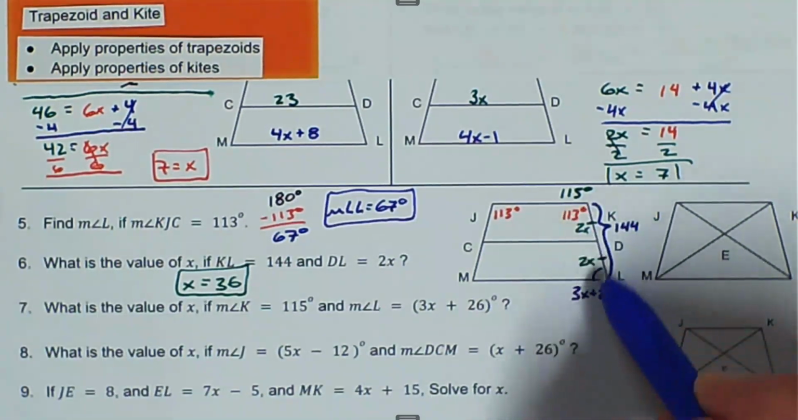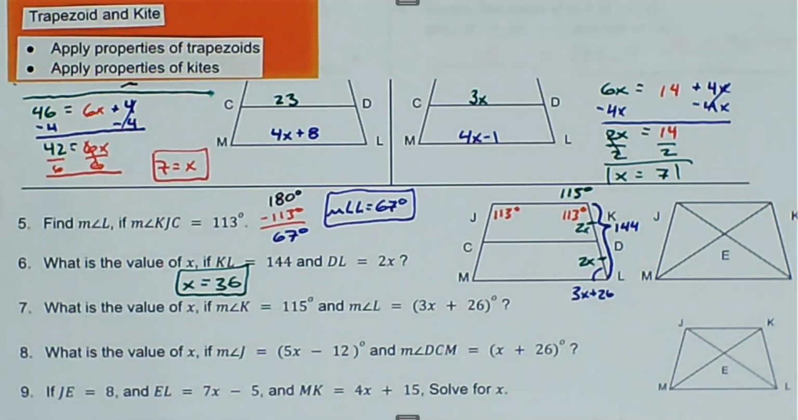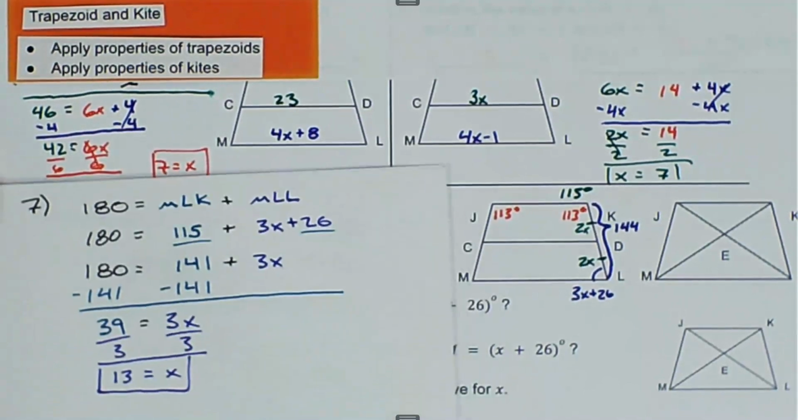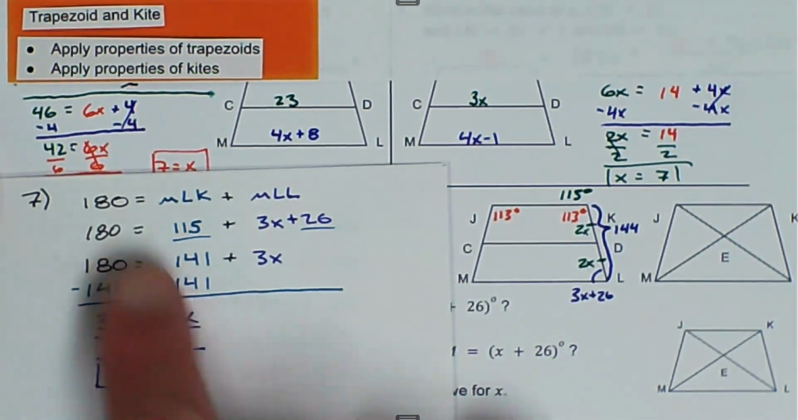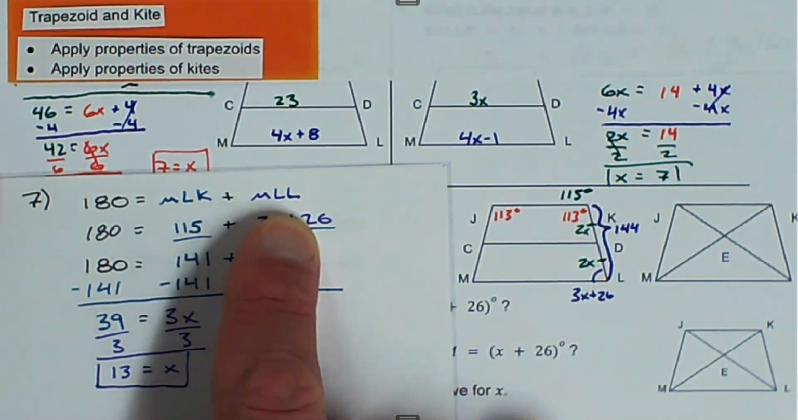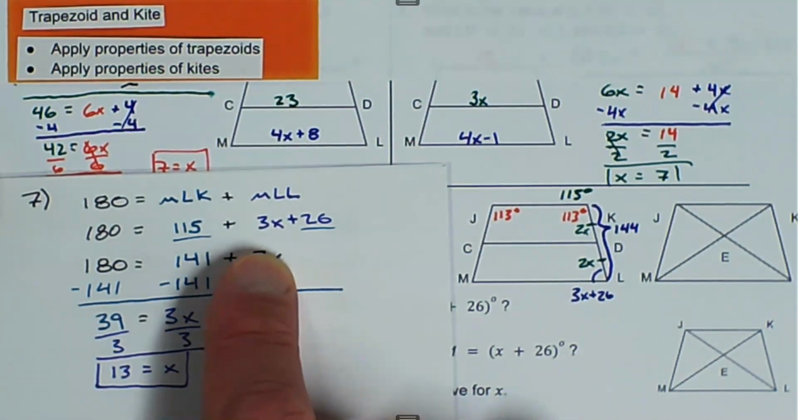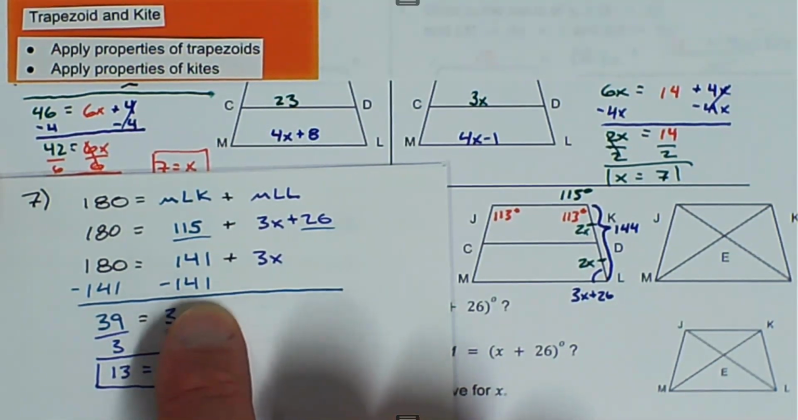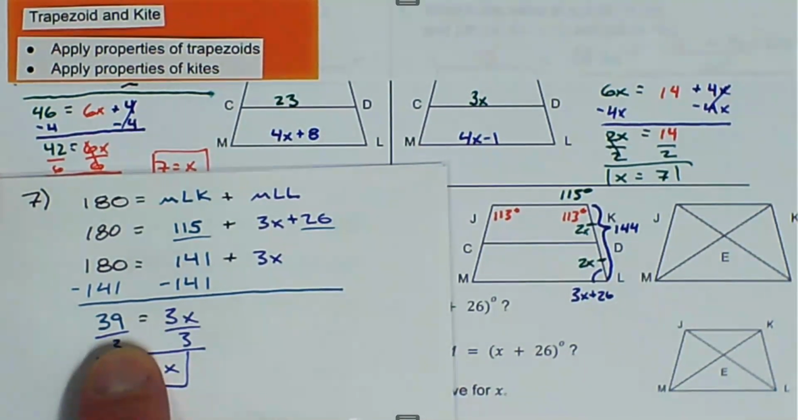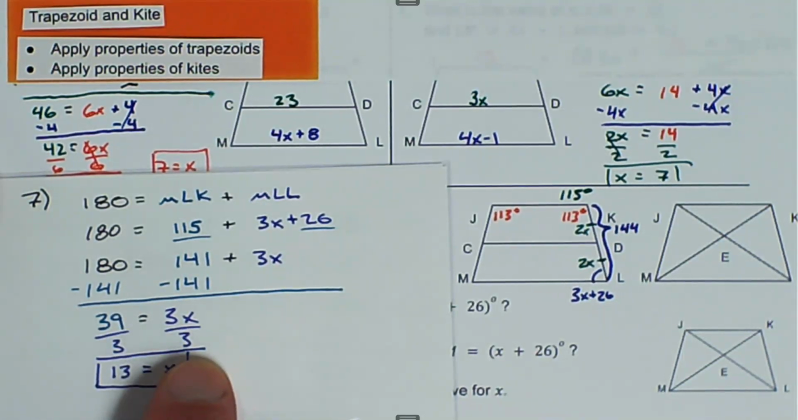Because these are two angles that share a leg, we know that those are supplementary. So we can bring in work that I've already completed. We have 180 is equal to the measure of angle K plus the measure of angle L. Substitute the values in. Combine our 115 and 26 to 141. Subtract it from both sides, and we get 39 is equal to 3x. Divide both sides by 3, and we get 13 is equal to x.